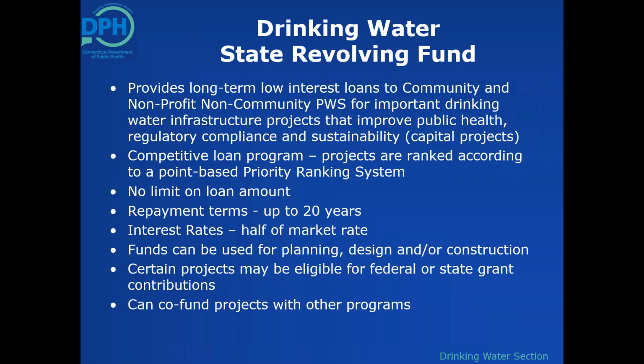The fund has been around since about 1998, so we just celebrated our 20th anniversary. In those 20 years, we have given over 150 loans for approximately $350 million to water systems in Connecticut for infrastructure improvements. But the fund provides long-term, low-interest loans to community and nonprofit, non-community public water systems for infrastructure projects that improve public health, regulatory compliance, and sustainability.